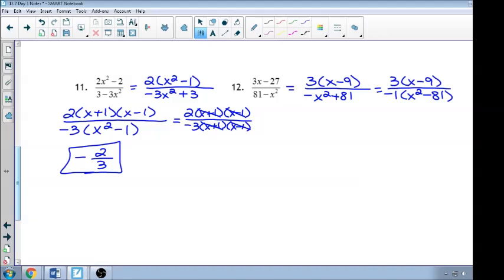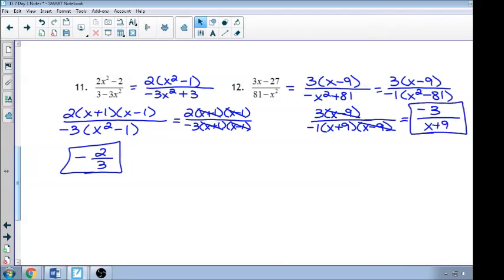Now, x squared minus 81 is the difference of two squares. So I can go ahead and factor x squared minus 81 to get me x plus 9, x minus 9. What cancels? Well, my x minus 9s will cancel, leaving me with 3 divided by negative 1 is negative 3 over x plus 9.